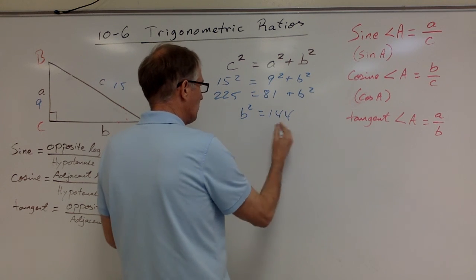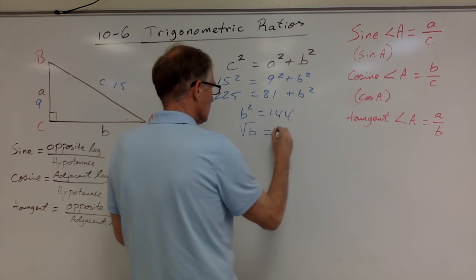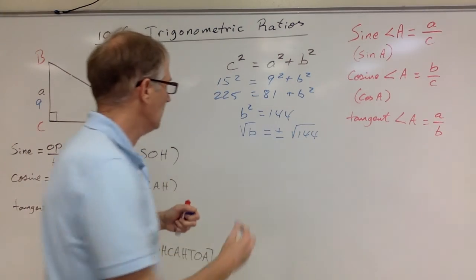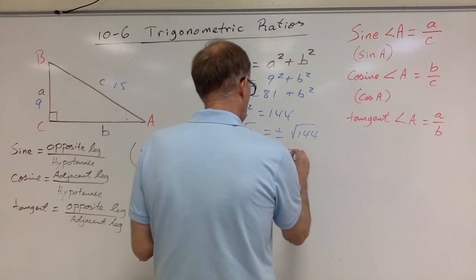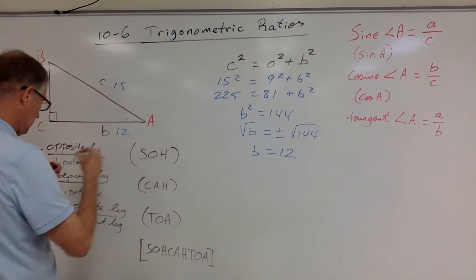And if I take the square root of both sides, remember that you can't have any negative lengths. And so B is equal to 12. All right, so we know that B is equal to 12.